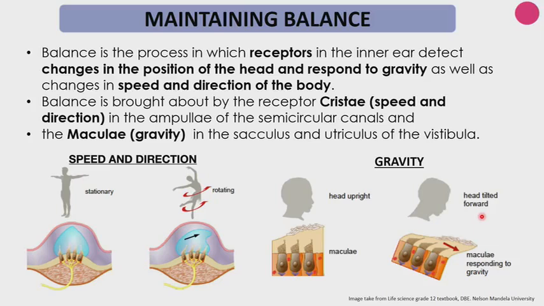So on the picture you can see there that when the man bends his head forwards, the maculae are stimulated because of gravity pulling on those little hair cells. And that creates the impulse that is then sent to the cerebellum. So very important for both of these receptors.